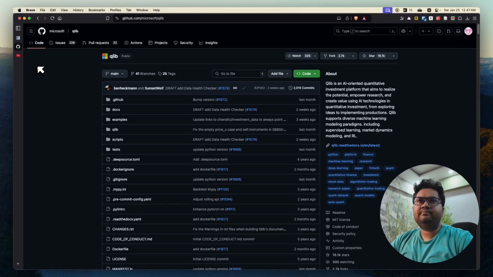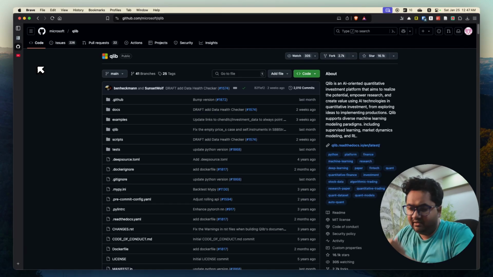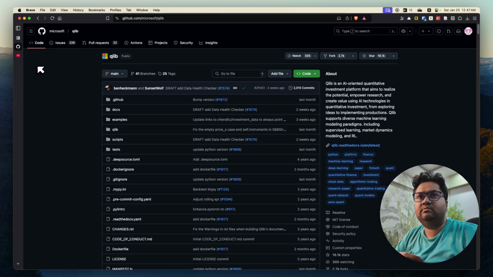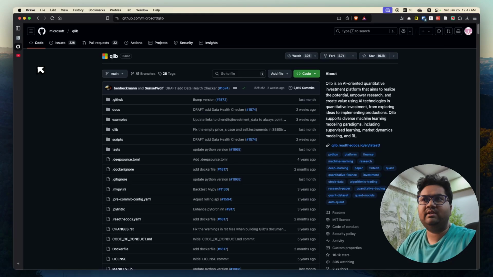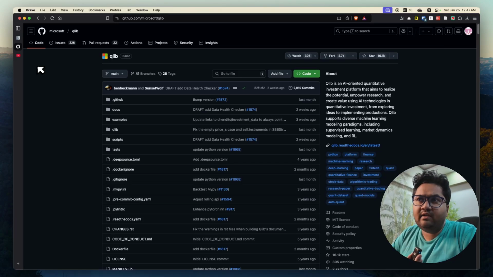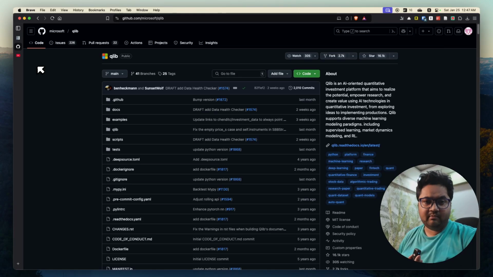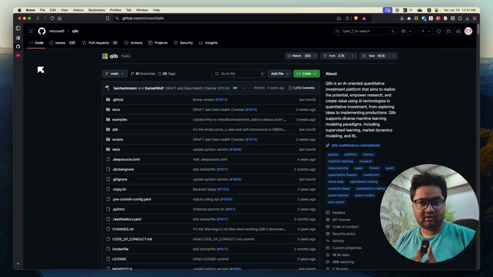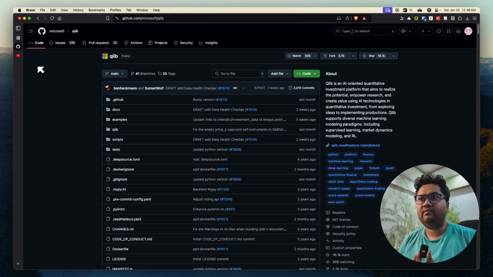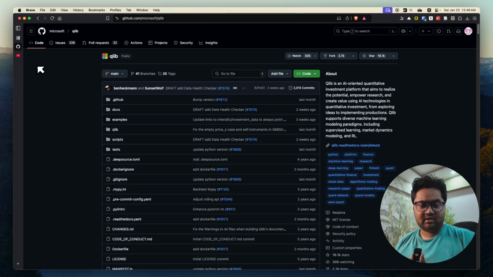So this is the framework which is provided by Microsoft. It's called Qlib, and Qlib really stands for Quantitative Library. It's an AI-oriented quantitative investment platform. And this is surprisingly very complete. I've been looking for frameworks like this for a long time, and this framework slash library from Microsoft ticks most of the brackets which I was looking for.